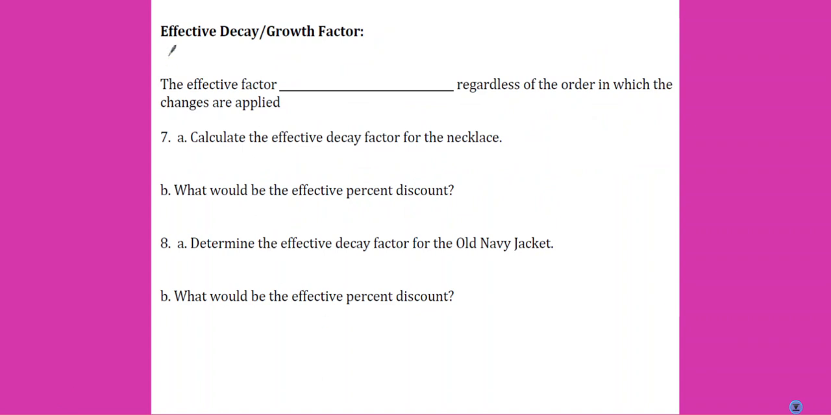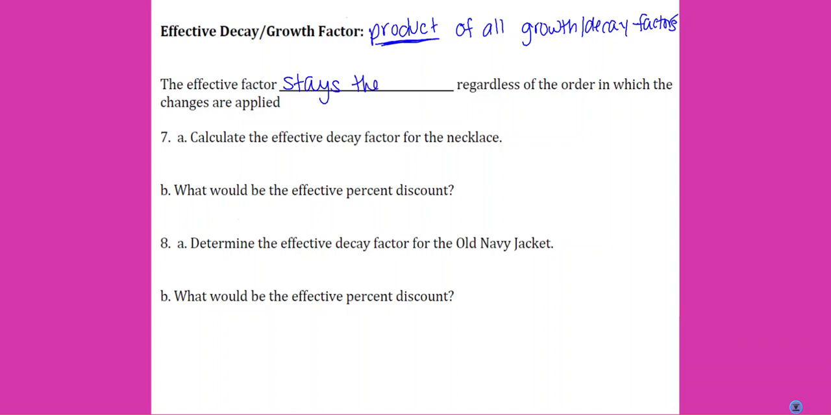So what we're actually using are effective growth or decay factors. And what these are is the product of all growth or decay factors in whatever situation you're in. Since they are a product, this means they're being multiplied. The effective factor stays the same regardless of the order in which the changes are applied, because it doesn't matter what order we multiply things in.